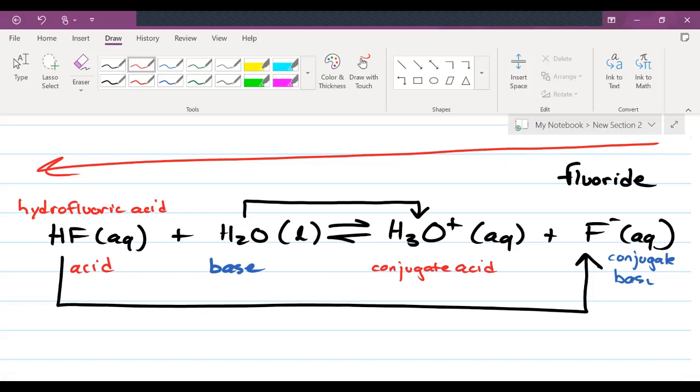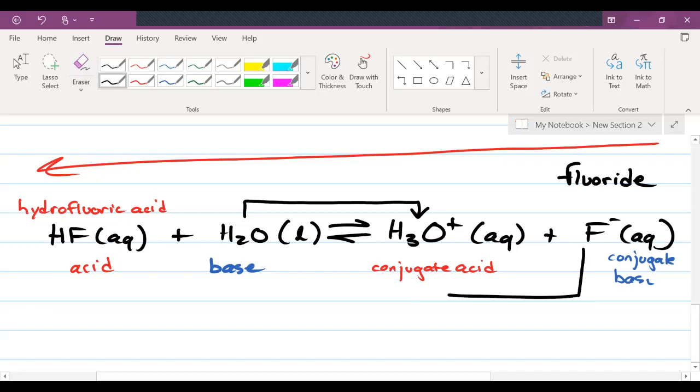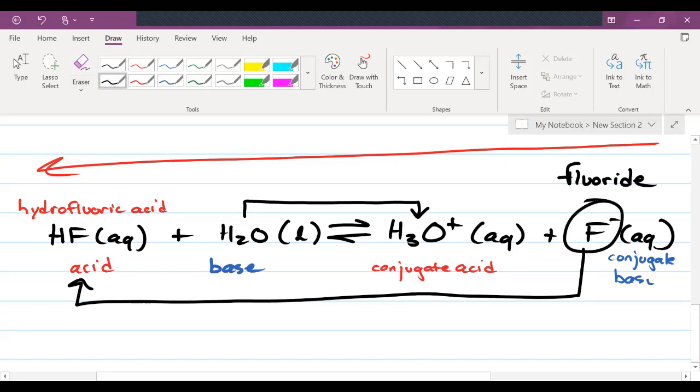So if you were to go from right to left now, Jade, fluoride becomes hydrofluoric acid. Does it gain a hydrogen or does it lose a hydrogen when you go from right to left? It gains. So that makes this a base. Jade, we go from H3O to H2O. Did it gain a hydrogen or lose a hydrogen when you go from right to left? It lost, which makes that the acid. The product side are always the conjugates. The reactant side are just going to be the plain old acids and bases.